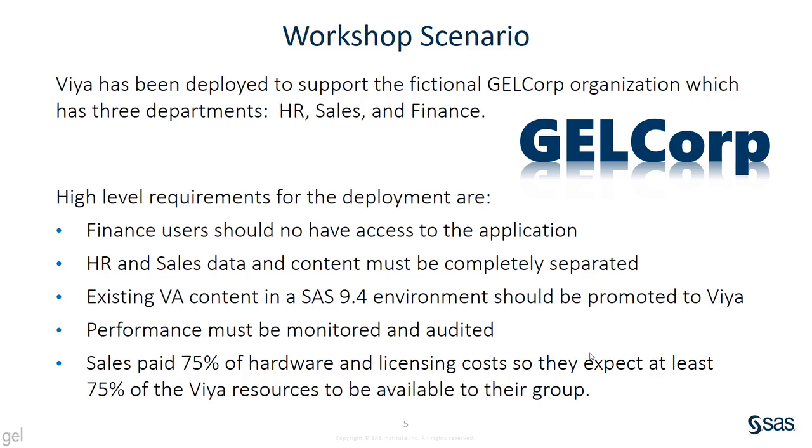We want to make sure that the environment's performing, so we must monitor it so that performance is good and we're not running out of resources. And then also, at the end, when we're done setting up the environment, we want to make sure that sales has 75% of the resources in the environment because they've put in 75% of the money. So they expect to get their money's worth for what they've paid for, and the guys in HR only ponied up 25%. So sales should get 75% of the resources. So that's kind of our high-level requirements for the administration of the environment that you'll start off with.